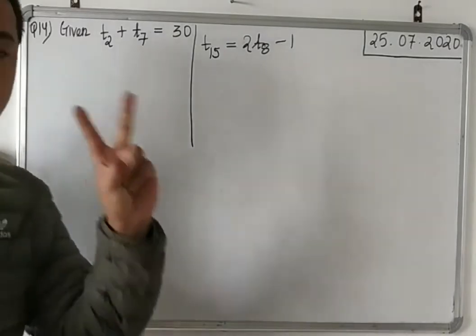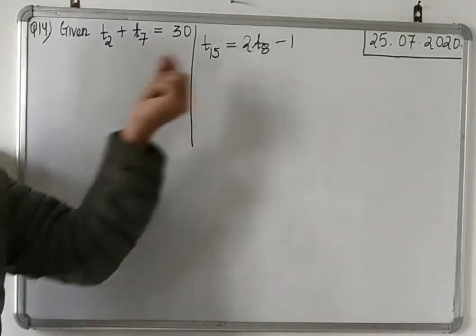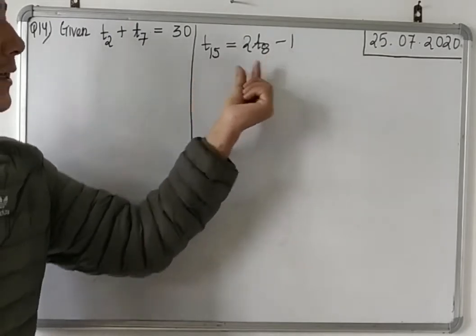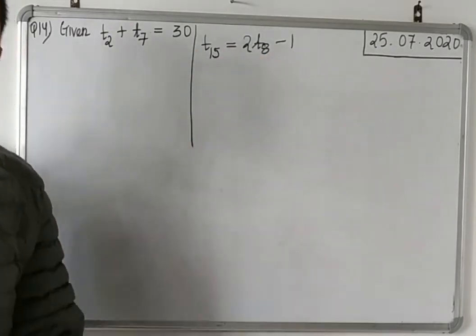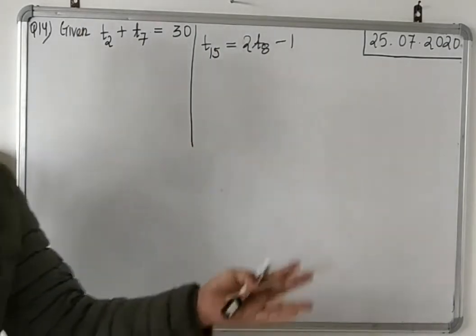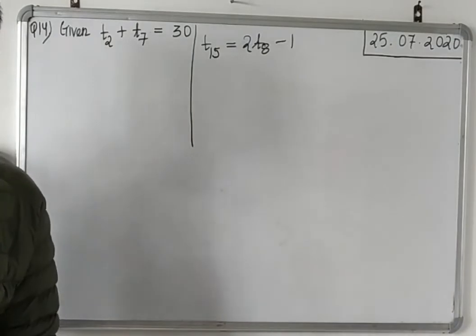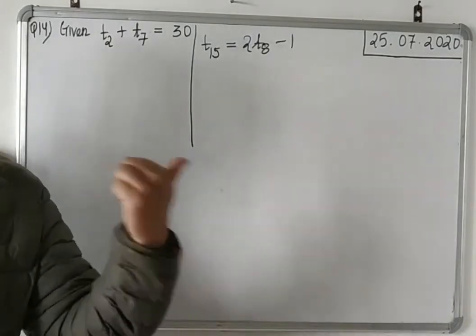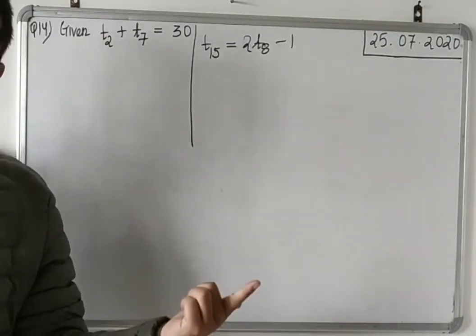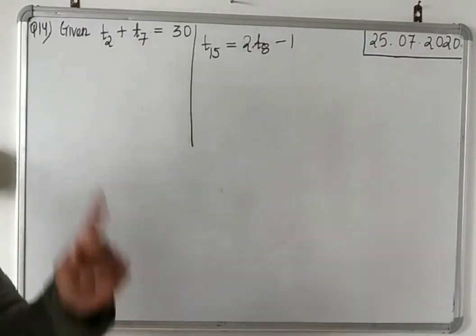So two equations are given to us. The sum of the second and the seventh term is 30, and its 15th term is 1 less than twice its 8th term. Let us proceed. We need to find the AP. So think about it: we need to find the first term, second term, third term. Basically, we need to find the first term, A, and the common difference, D. The moment you get these, you can find the AP. So A and D, keep that in your mind.